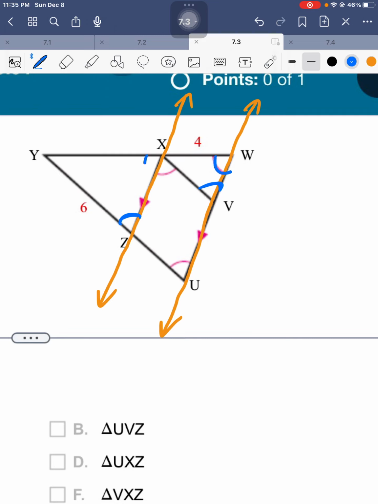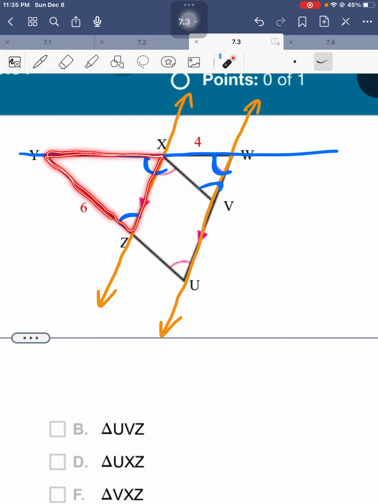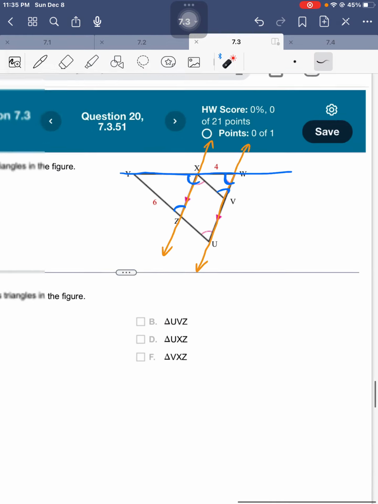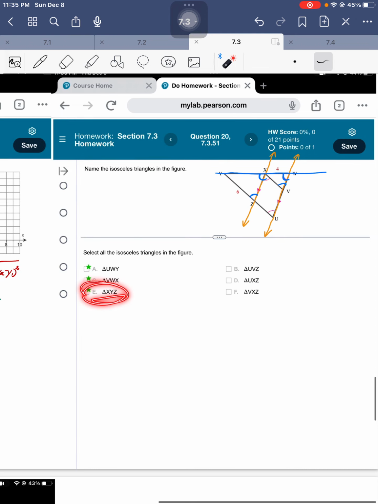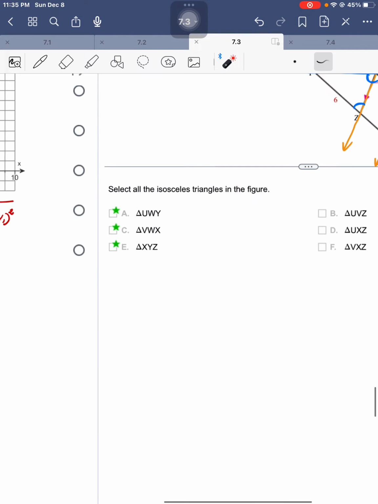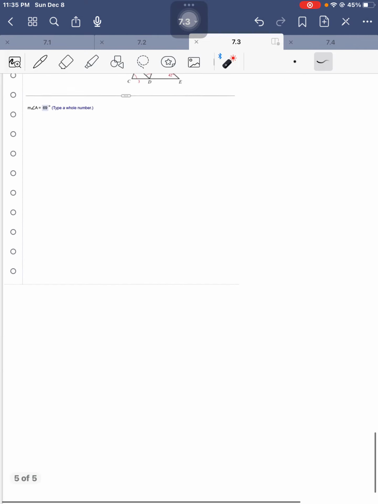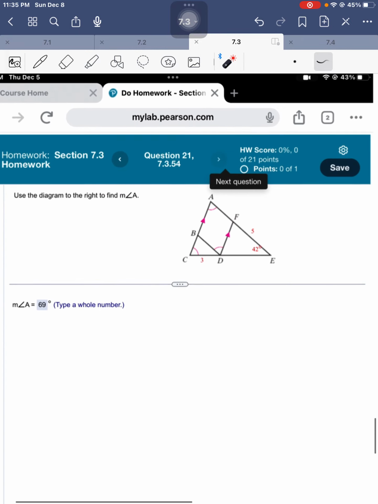Right here, I found it. This is going to be corresponding to this one, is it not? If we were to draw this out, wouldn't this and this just be corresponding angles? So now, what else is my isosceles triangle? X, Y, Z. Isosceles because of the base angles. X, Y, Z. Okay? So this one's tricky. So make sure you study this one, okay?